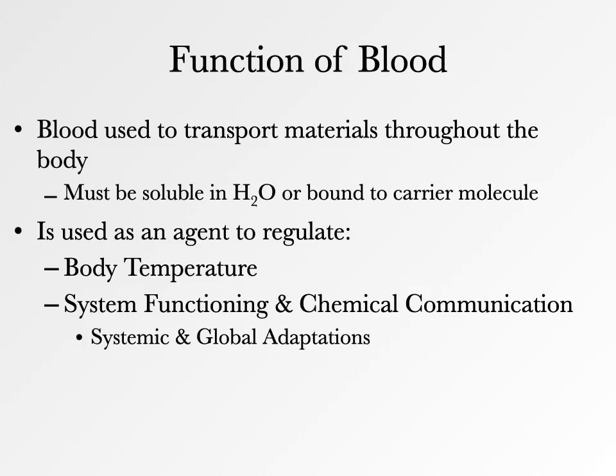Blood is also used to regulate a number of physiological functions, including body temperature, as well as through transportation of chemical signals, systemic functioning. This ability to transport chemical communicators, hormones, cytokines, is used for both systemic and global adaptations, as well as systemic and global homeostatic regulations.